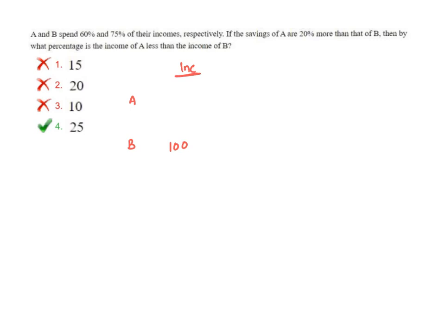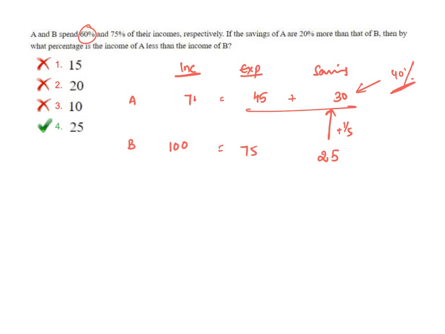Now that is income. Now expenditure, A and B spend 60 and 75. Expenditure of B is 75. Therefore the saving of B is 25. If the savings of A are 20% more than that of B, 20% more, which means 1/5 more, so that is 30. Therefore the expenditure, A spends 60%, which means A saves 40%. If 40% is 30, 60% is 45, which means the income of A is 45 plus 30, that is 75.